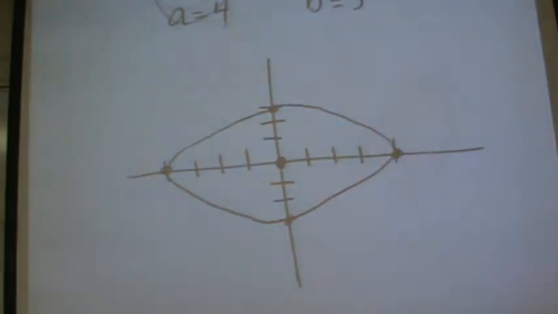Now, those fixed points, those C values that I told you about, always lie from here to here. Here to here is A, and here to here is A. So this is the length of your major axis, 2A, so your major axis is 8 units long. Your minor axis is 6 units, 3 and 3 is 6.